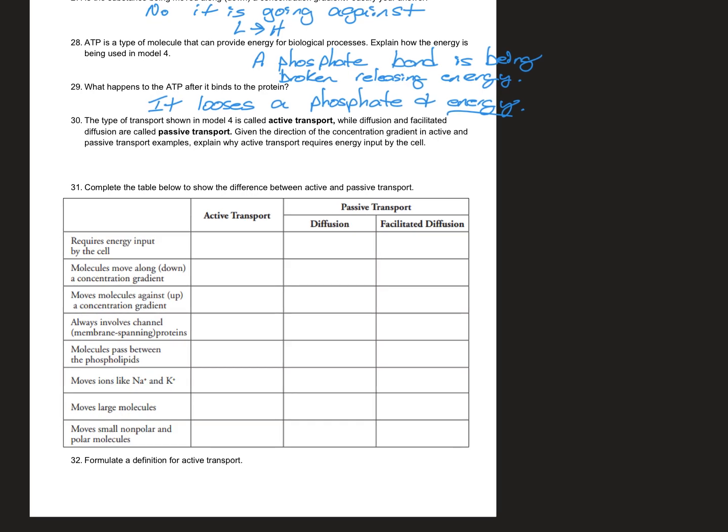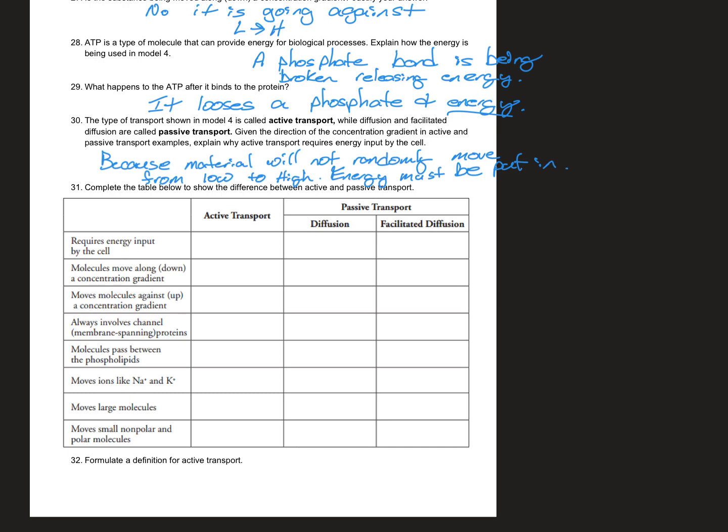The type of transport shown in Model 4 is called active transport, while diffusion and facilitated diffusion are called passive transport. Given the direction of the concentration gradient in active and passive transport examples, explain why active transport requires energy input from the cell. Because material will not randomly move from low to high. Energy must be put in.